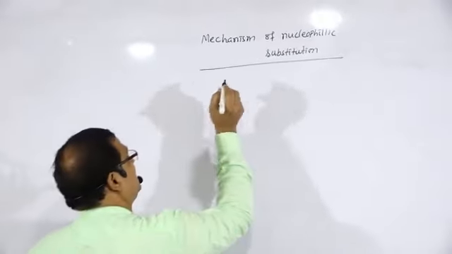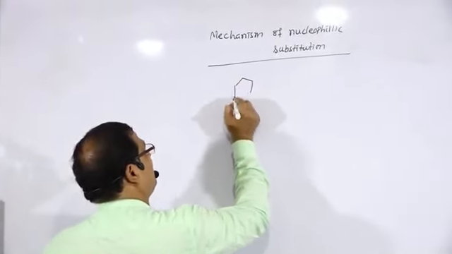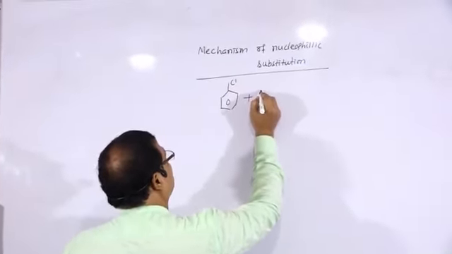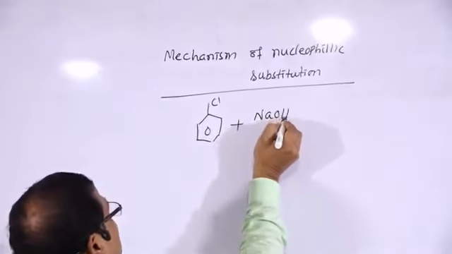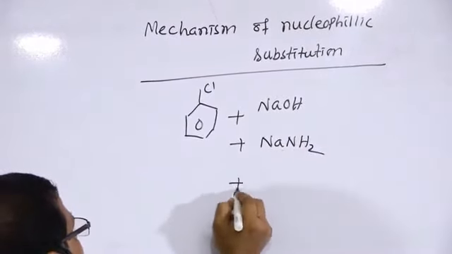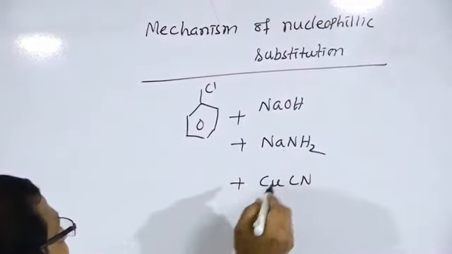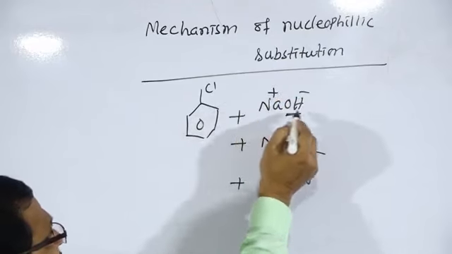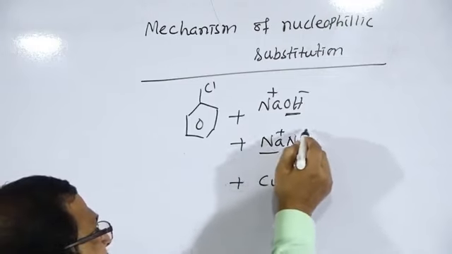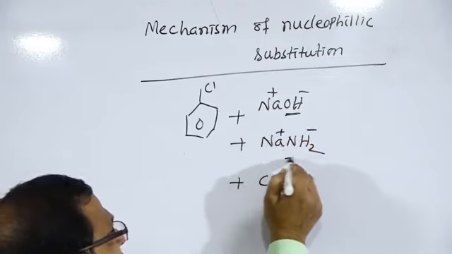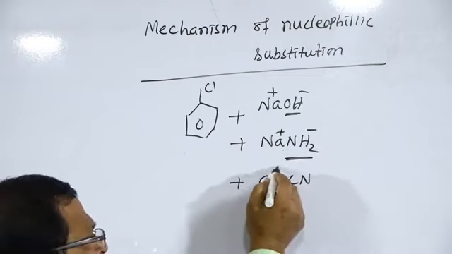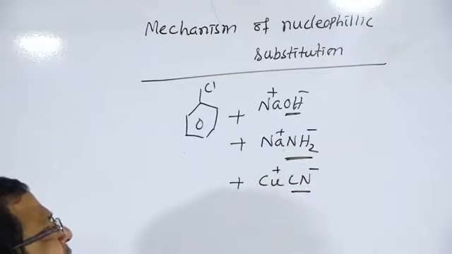We have explained that chlorobenzene has been treated with NaOH or NaNH2 or CuCN. In Na+ OH-, the nucleophile is OH-. Then NaNH2, Na+ NH2-, that is the amide ion, is the nucleophile, and in Cu+ CN-, CN- is the nucleophile.